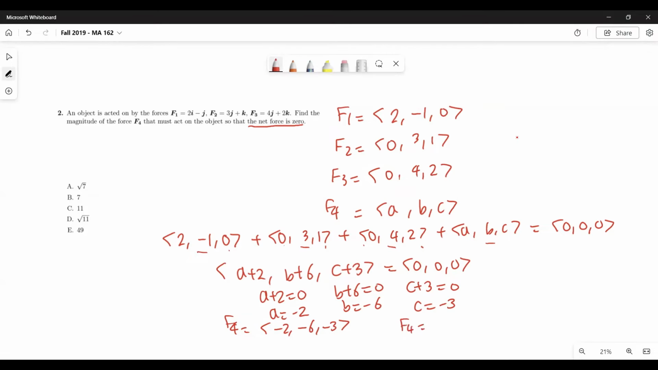But the question is asking for the magnitude of the force. If you want to find the magnitude of it, you square each component, add them, and take the square root. So -2 squared plus -6 squared plus -3 squared, and square root of it. This becomes square root of 4 plus 36 plus 9. This is 49. So this should equal 7. So the answer is B.